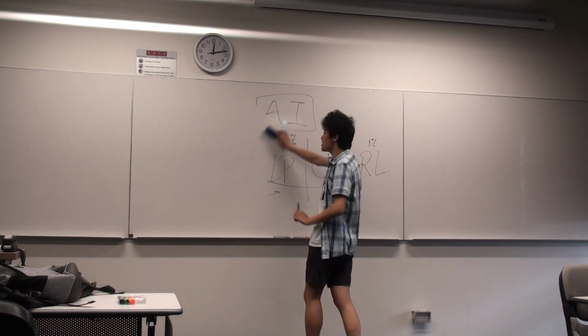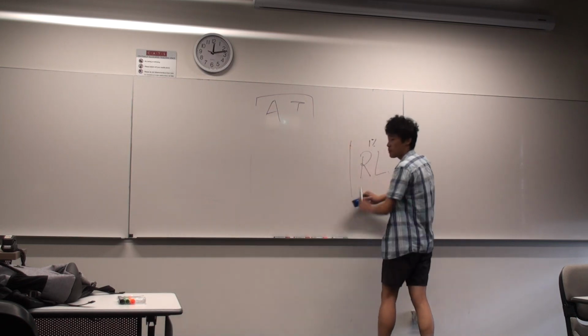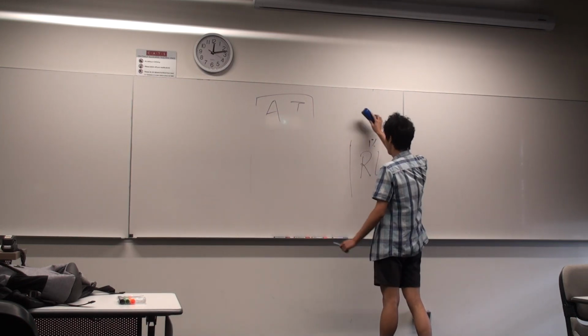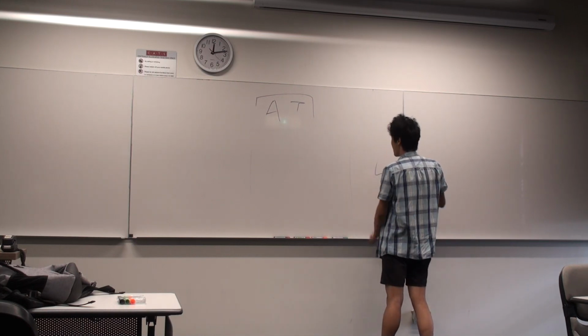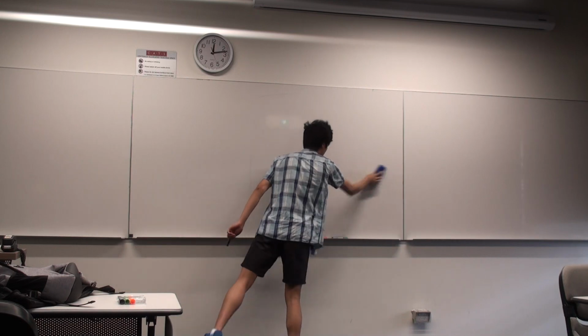Okay, so why is it called natural language processing? Why is there the word processing? How come computer vision is not called computer vision processing? Or why is there not reinforcement learning processing? There's actually a reason why there's the word processing in natural language processing.